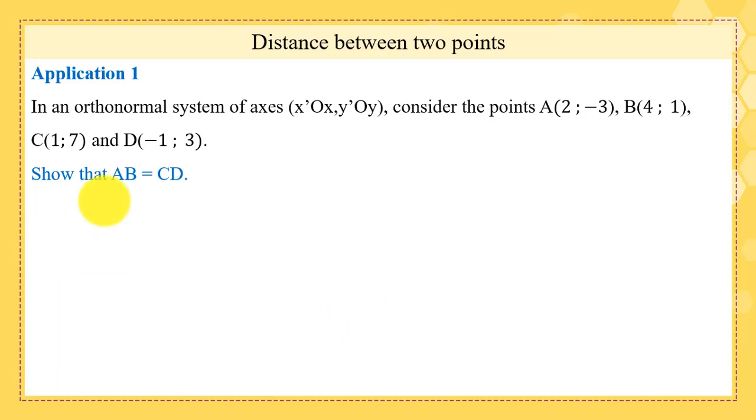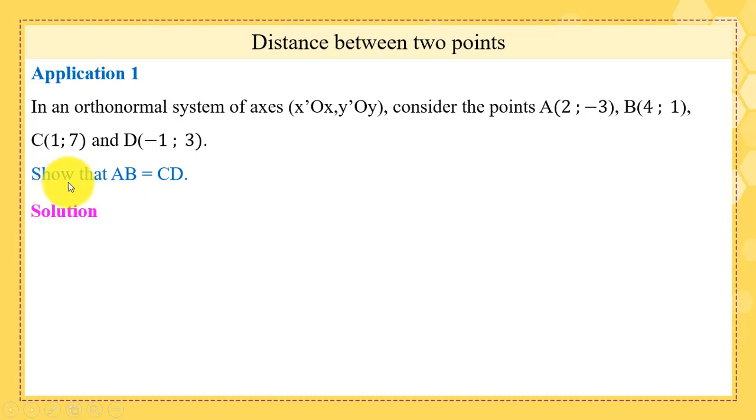Application 1. In an orthonormal system of axes, consider the points A of coordinates 2, -3, B of coordinates 4, 1, C of coordinates 1, 7, and the point D of coordinates -1, 3. Show that AB is equal to CD. Pause this video and solve the application.